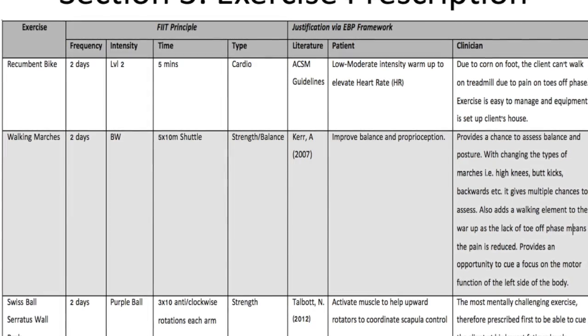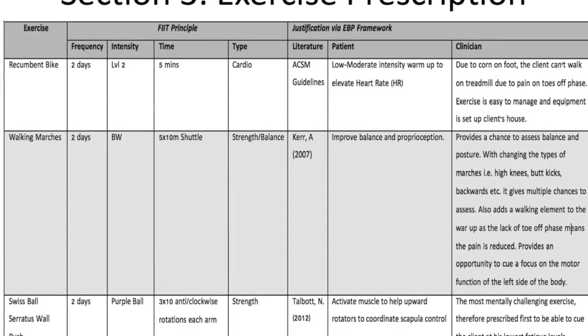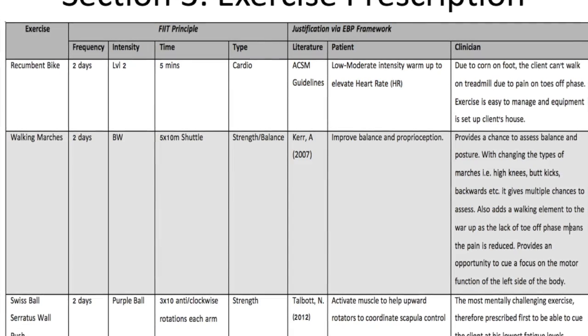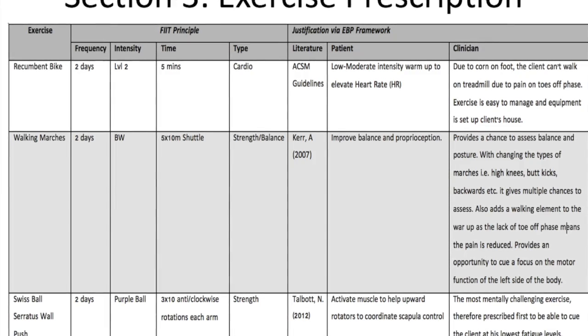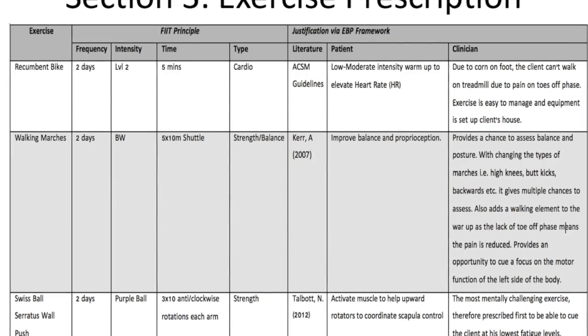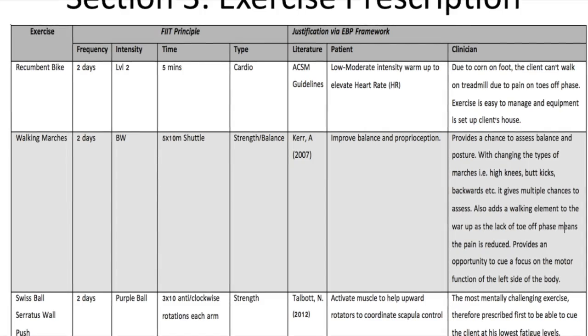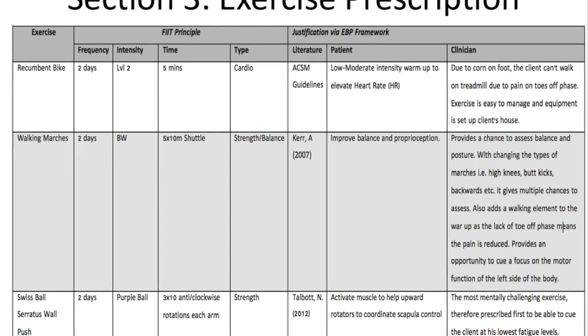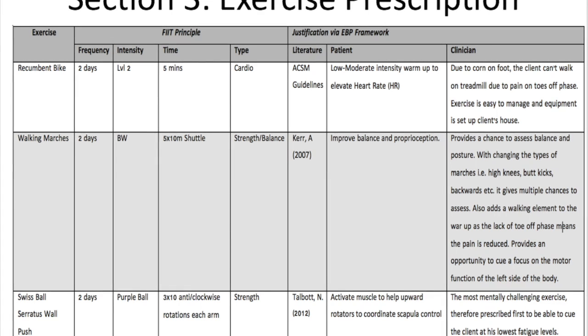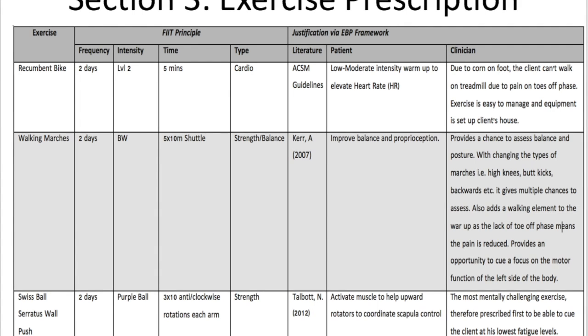This exercise is prescribed to activate the serratus anterior, which helps upward rotators to coordinate in scapular control. This is the most mentally challenging exercise, therefore we prescribe it first whilst the fatigue levels are low. This is done with the purple Swiss ball, and it has 3 sets of 10 clockwise rotations and 10 counterclockwise rotations.